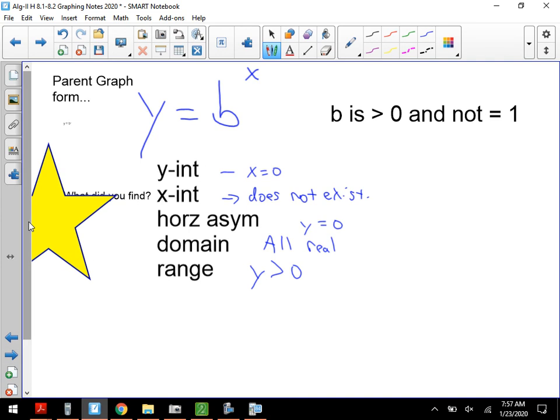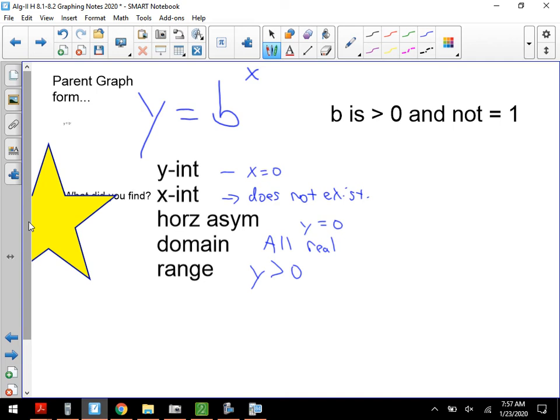We found the y-intercept was when x was equal to 0. The x-intercept did not exist because it was an asymptote. The horizontal asymptote is what the curve was approaching, never got to. That was the line at 0. The domain was always all real, because it's moving from left to right. And the range was always above, in this case, above our asymptote. And that's where this stuff works.